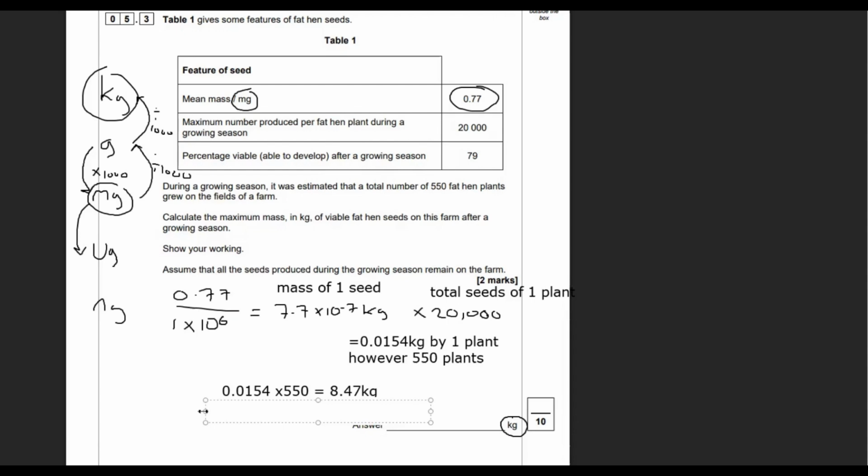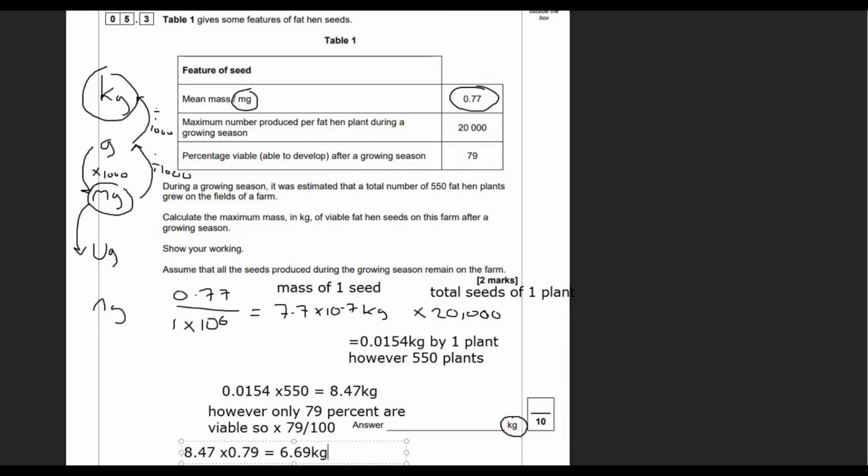Now, we've got another factor here. Only 79% are able to develop, are viable. And our question specifically asks us to calculate the mass of viable fat hen seeds. So I want to do 79% of 8.47 kilos. So I'm going to do 79 divided by 100, 0.79 times 8.47. I'm going to get 6.6912, something or other.